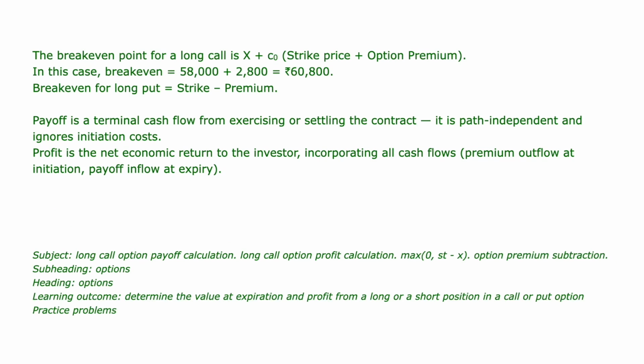Payoff is the terminal intrinsic value at expiration. Payoff ignores premium. Profit equals payoff minus the premium paid, reflecting the true economic result. Break-even equals strike price plus or minus premium: X plus C0 for calls, X minus P0 for puts. Payoff shows value at expiry, profit accounts for cost, and break-even defines the price where profit equals 0.